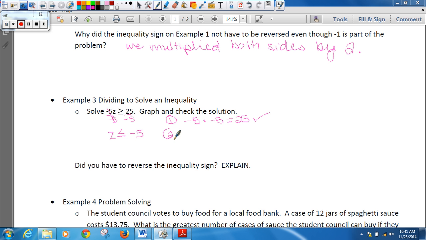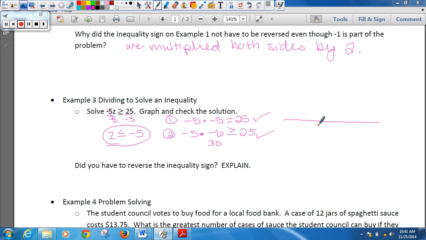The second part is the one that will cause problems if you forget to reverse your sign. So we said z has to be less than or equal to negative 5. We could plug in negative 6. So negative 5 times negative 6, and remember you're plugging it into the original, is greater than or equal to 25. Negative 5 times negative 6 is 30. 30 is greater than or equal to 25, so it checks out. So our answer is z is less than or equal to negative 5.